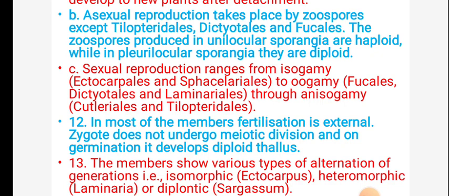So here the major difference is there. In sporangia generally the zoospores develop. This is a very important characteristic for the Phaeophyta.